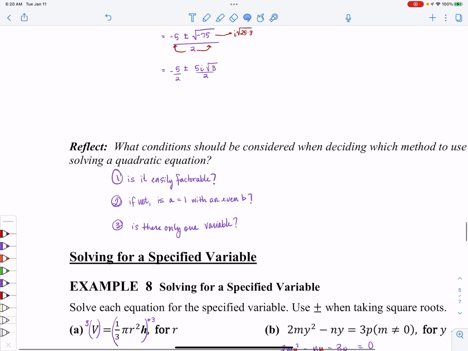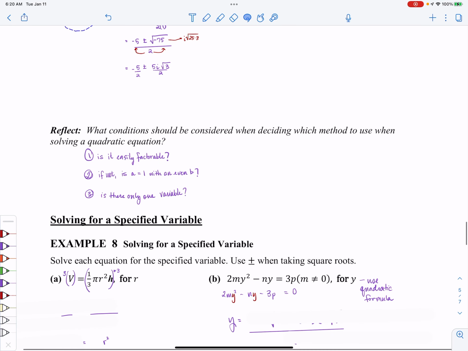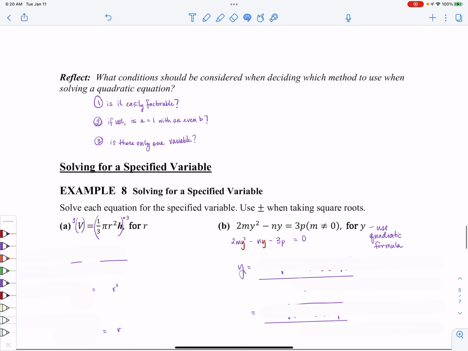All right. Now, some reflection here. What kind of conditions should be considered when you're deciding what method to use? If you're just given the choice of all these methods, you've got now the zero product property or the zero factor property. You also have the square root method, you have completing the square, and you have the quadratic formula. So which one should you choose?